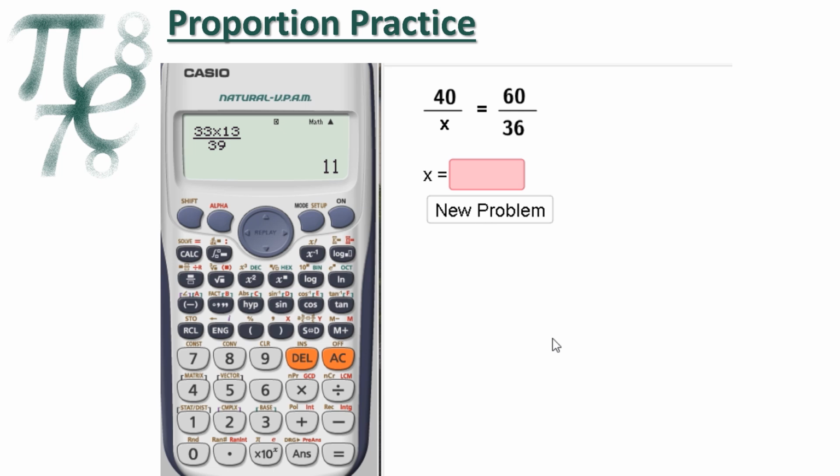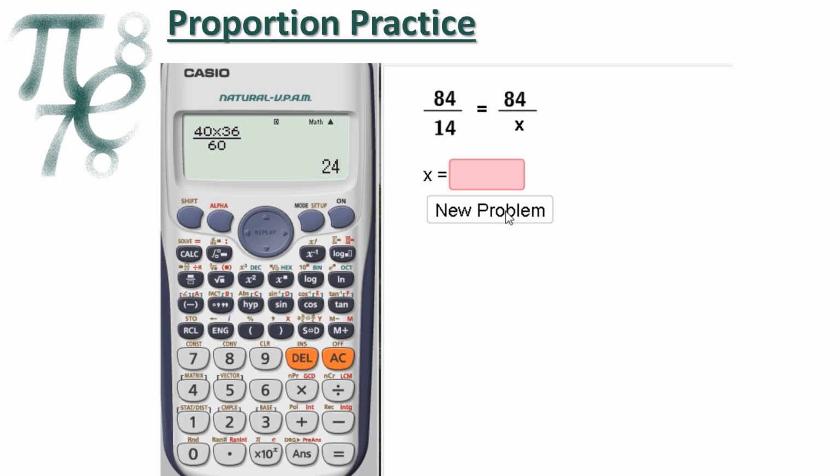New problem. We press the fraction button. 40 multiply 36 divided by 16 equals 24. Yes, x equals 24 is correct.